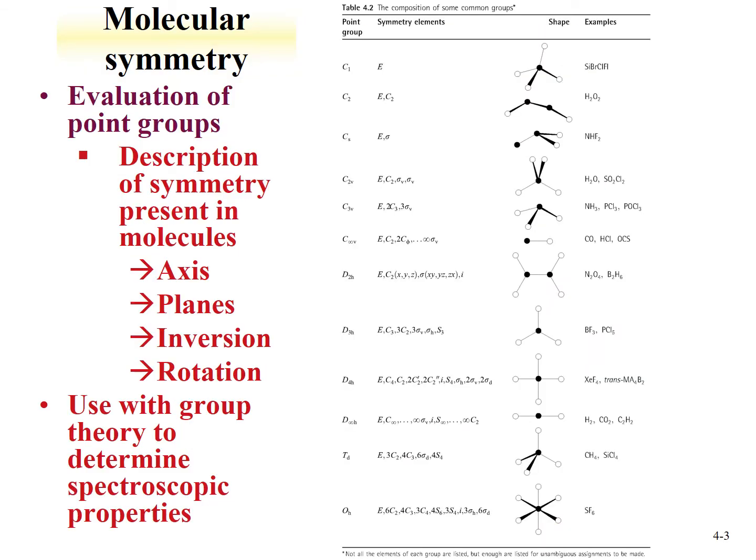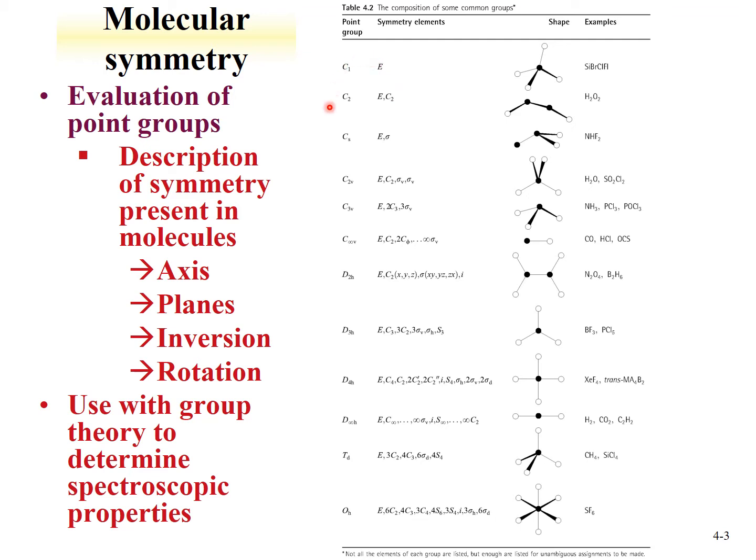One of the first things we'll talk about within this lecture is molecular symmetry, primarily the evaluation of point groups. When we talk about coordination numbers, we'll show the relationship between coordination numbers and point groups. And these point groups are a description of symmetries present in molecules. And the symmetries can be along the axes, planes, an inversion symmetry around a center of the molecule, and rotational symmetry. The importance of these point groups is they can be used with group theory to determine spectroscopic properties.